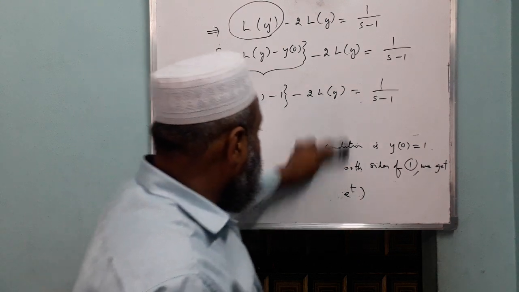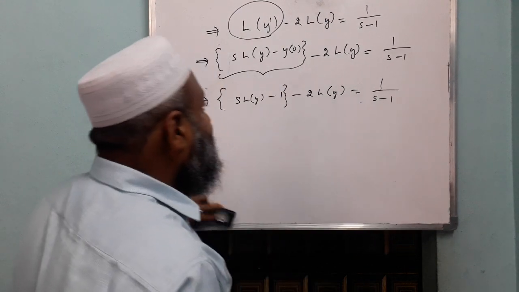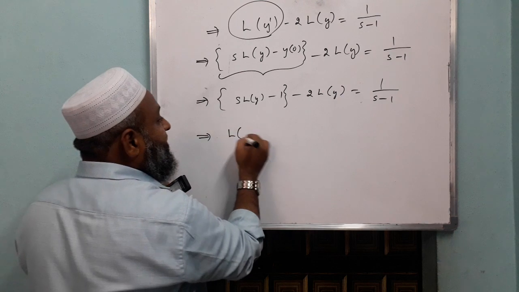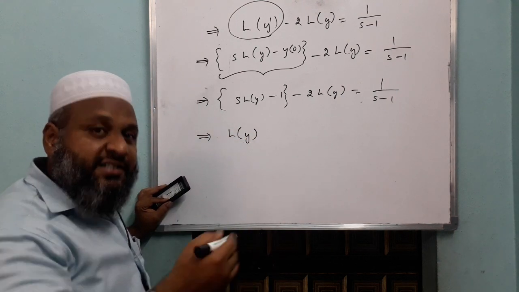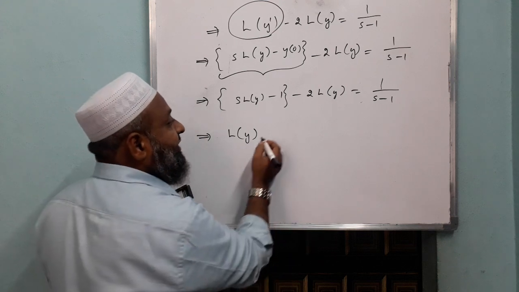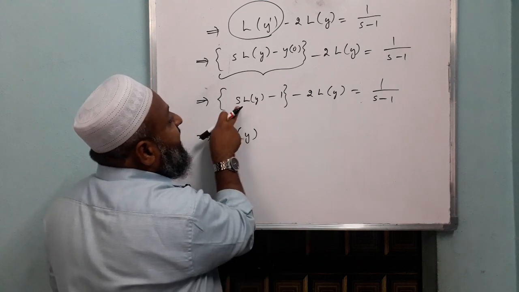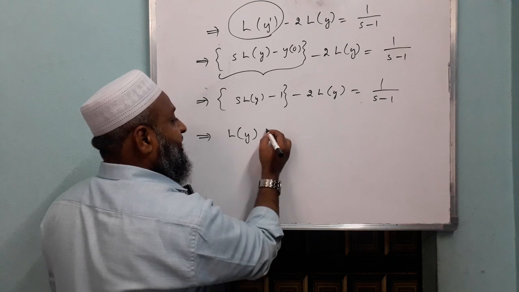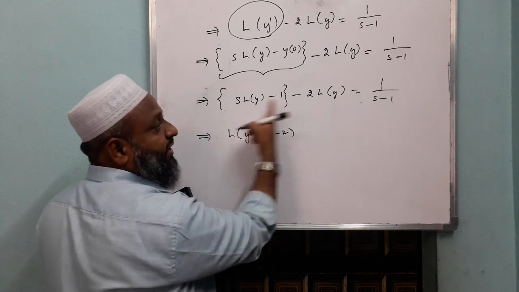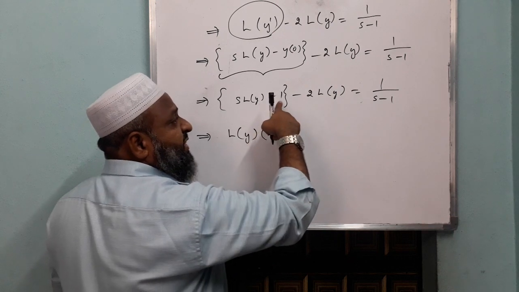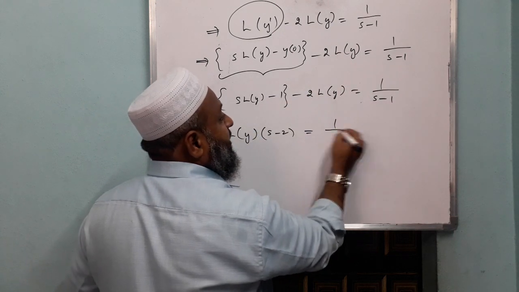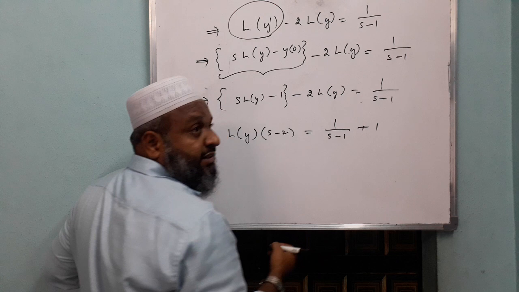Now what we do is, we will calculate what is L of y now. We don't know y, but what is L of y now? L of y is how much? So (s minus 2) times L of y, that L of y I have taken common, s minus 2, and minus 1 comes, that side becomes plus 1.